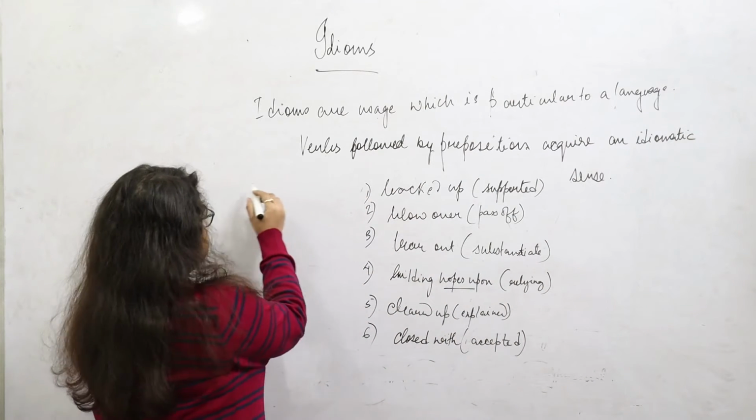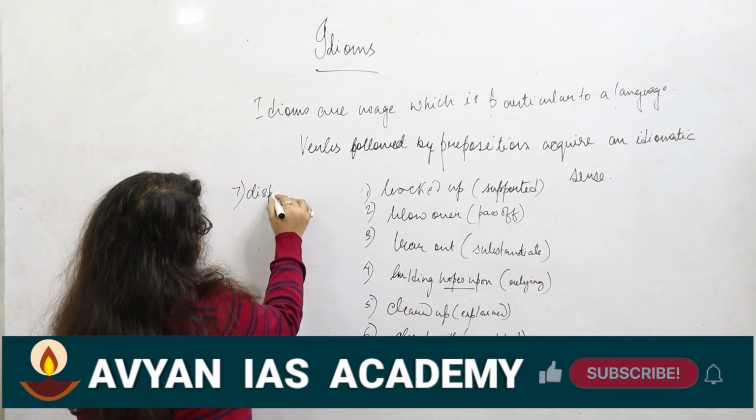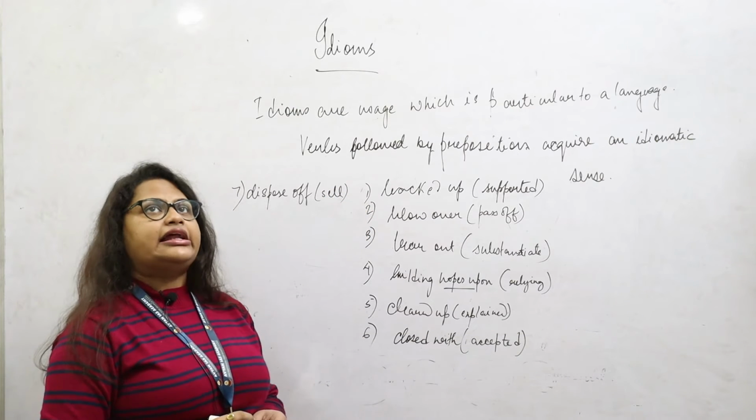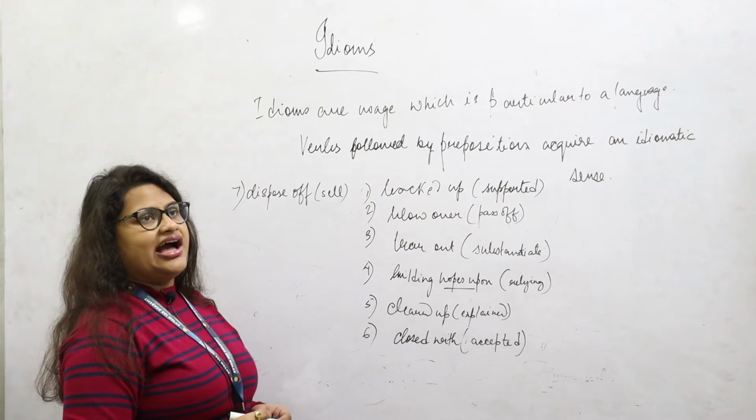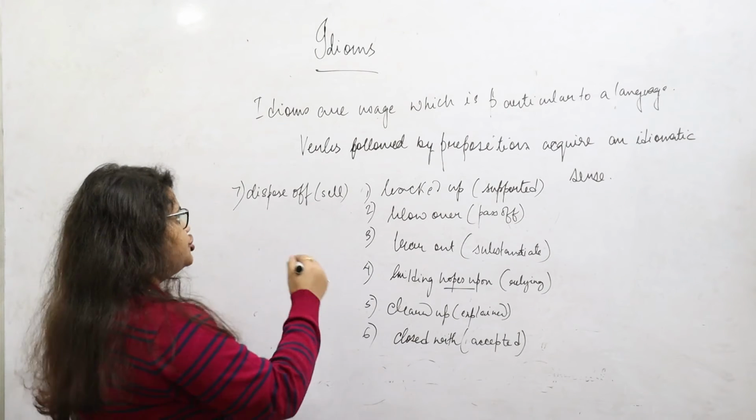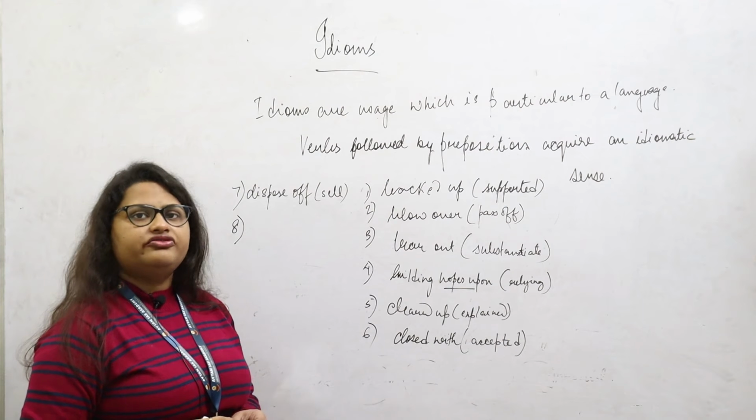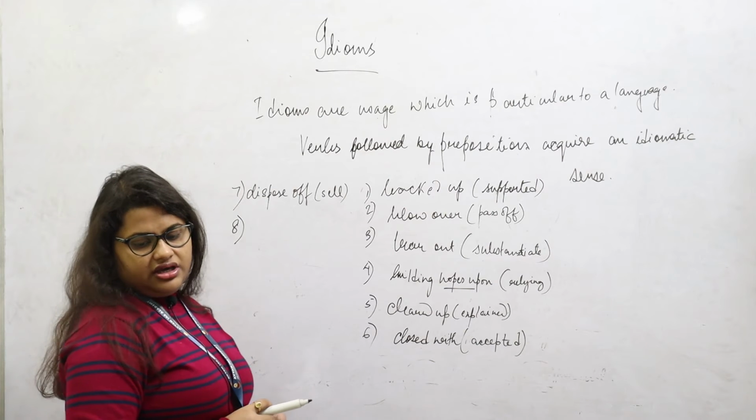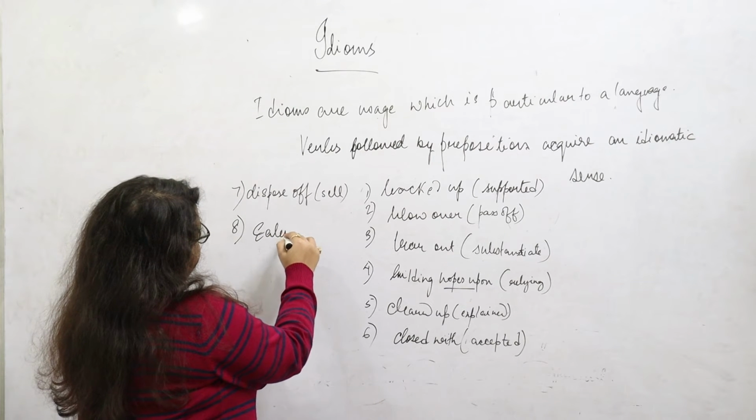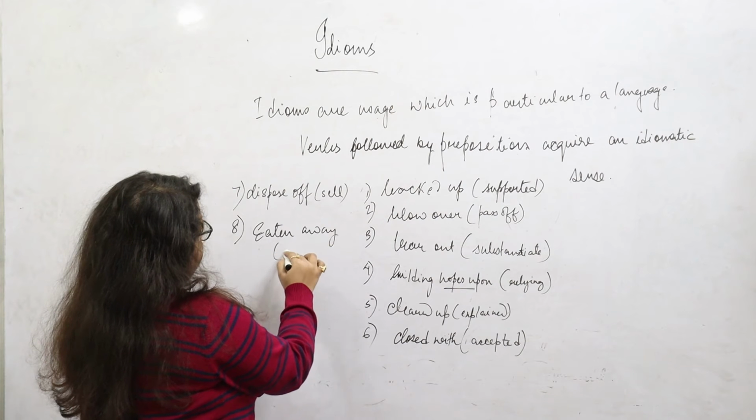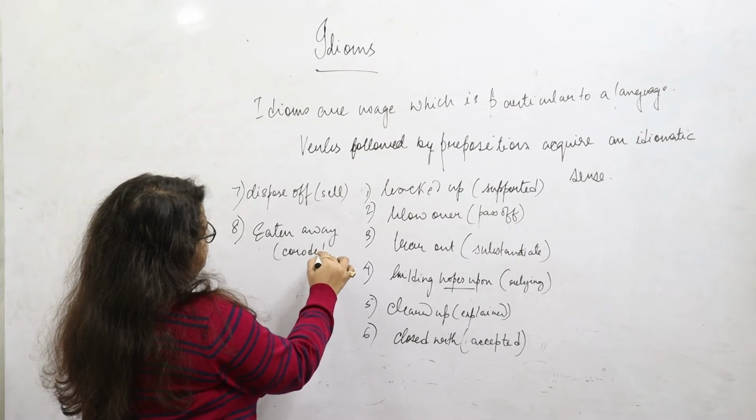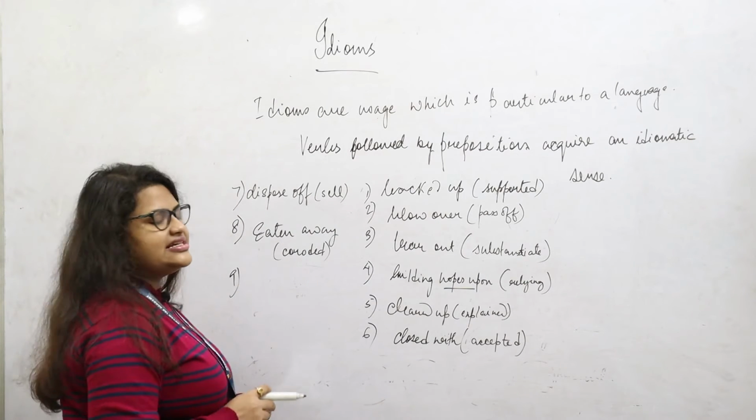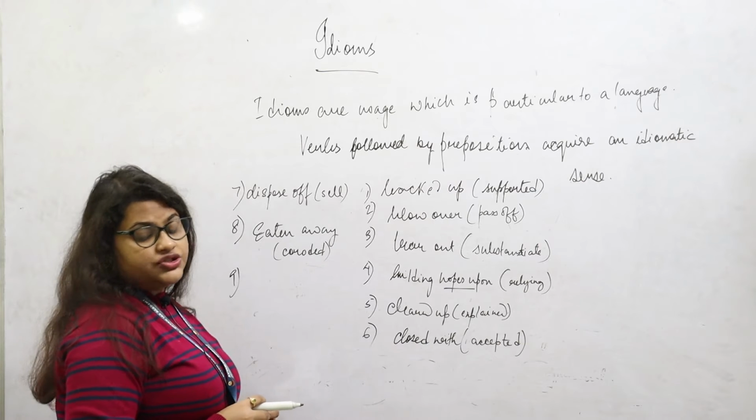Another we can take up is dispose of, which means to sell. For example, if you say that he chose to dispose of the car at a 10% depreciated cost of his original value, it means that the person decided to sell off the car at a 10% lesser price than what he bought the car for. Then if you say eaten away, it means corroded. If you say the rust has eaten away the metal, it means the rust has destroyed the metal.